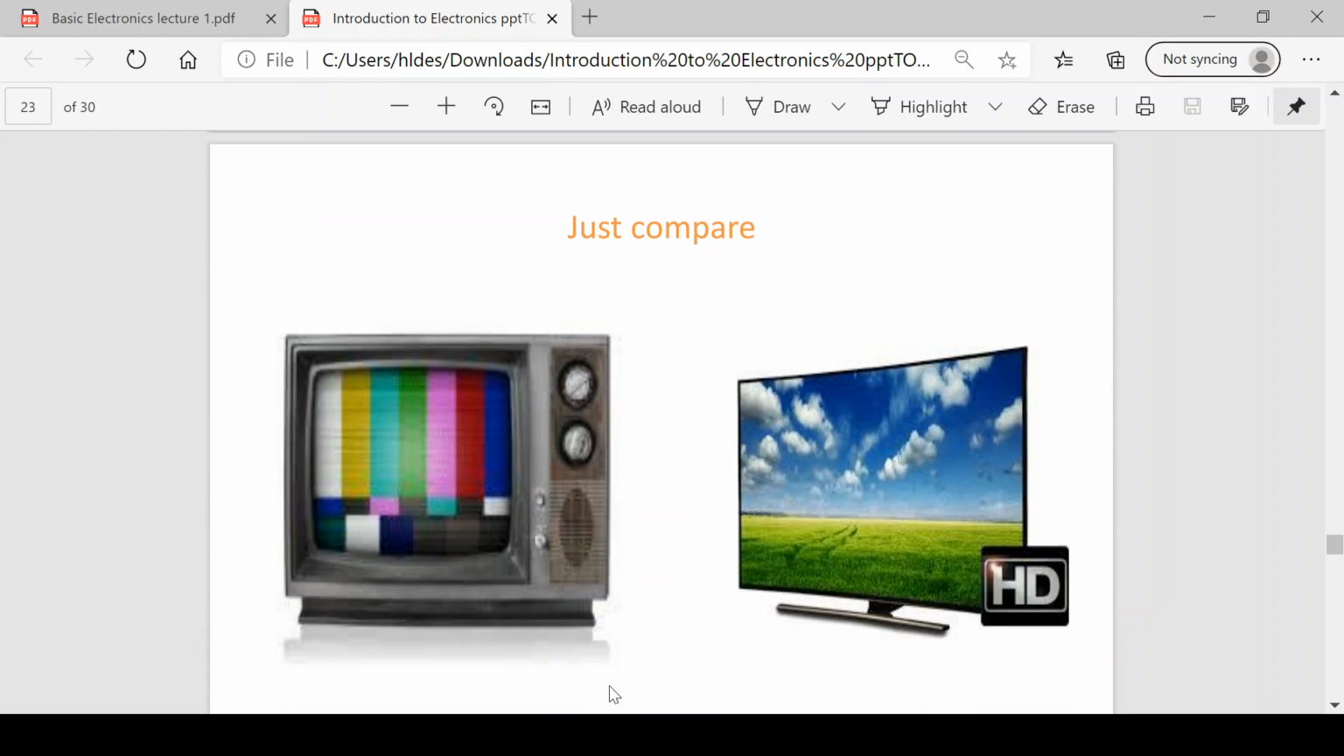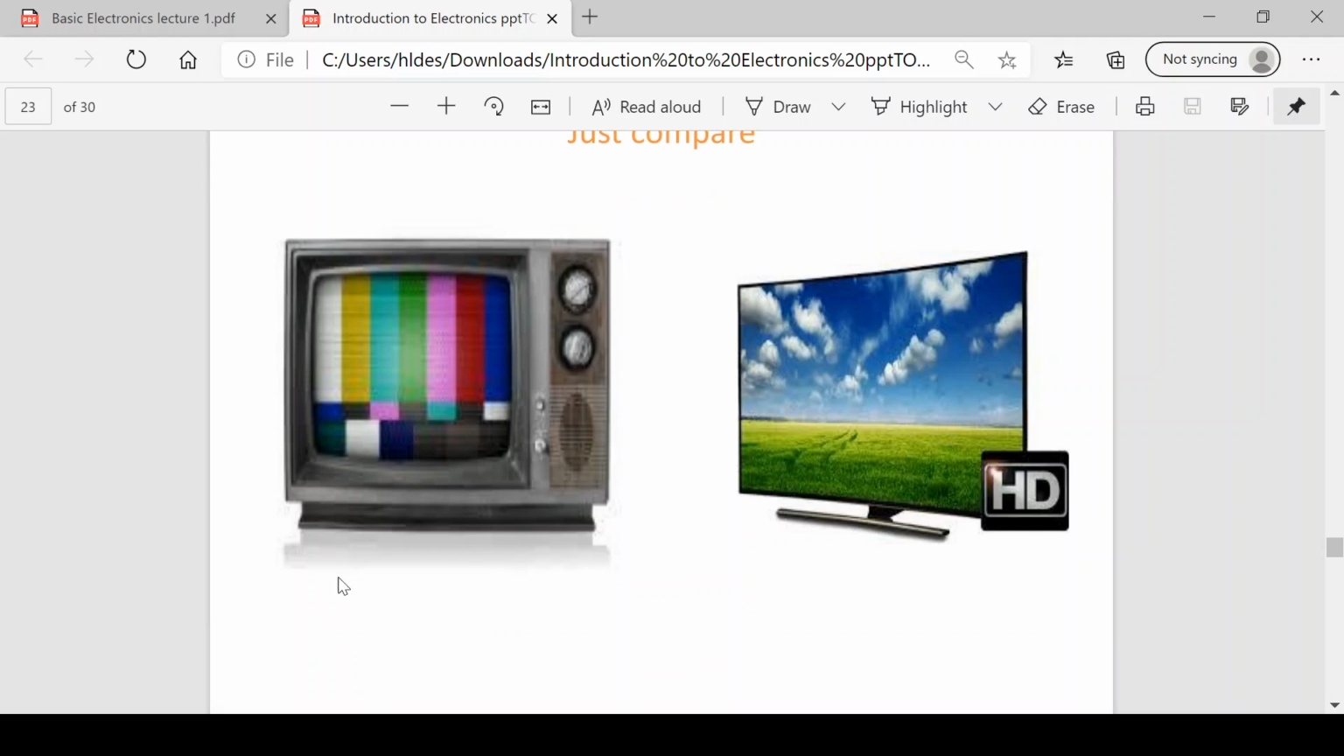Now again compare, there are two televisions in front of you. On the left-hand side there is a cathode ray tube picture tube television, which we were using 10 to 15 years back. Now nobody uses it. And on the right side there is a smart HD TV, high definition TV, having a flat screen, and the display will be LED. Nowadays OLED displays are also available.